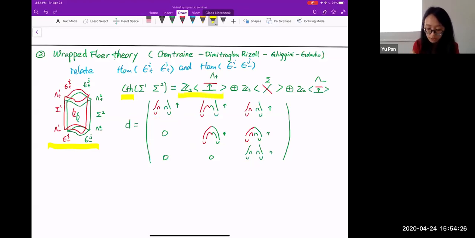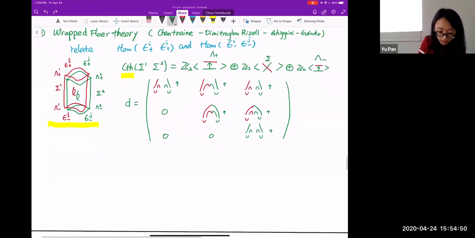this vector space with this differential, if we take the homology of that, that will exactly be our HOM of the top. And similarly, if we take this vector space with the lower right differential, we will exactly get the HOM of the bottom. So that's how we relate the HOM of top with the HOM of bottom.